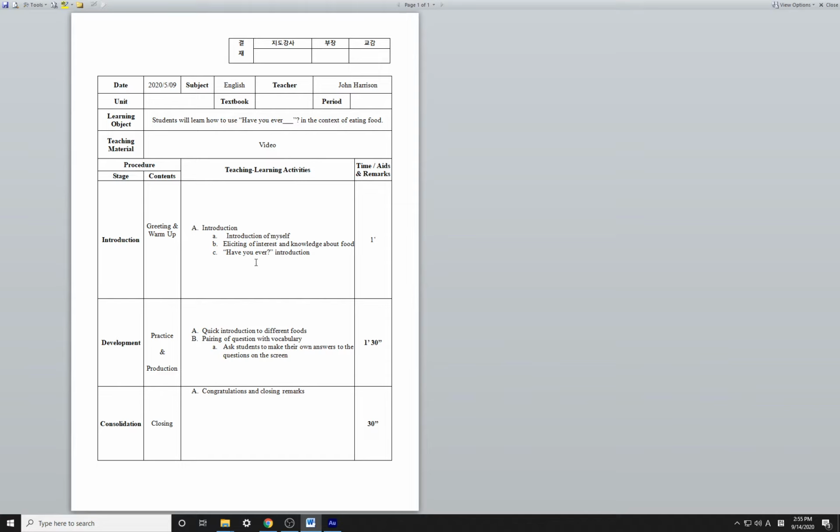And then we have the pairing of the question with vocabulary, connecting the functional language with the content language. Ask students to make their own answers to the questions on the screen, and that's exactly what I did. Now, making things interactive and active for video lessons is a trial. It is a challenge. But I do want you to try and think how you can make your lessons demand activities from your students.